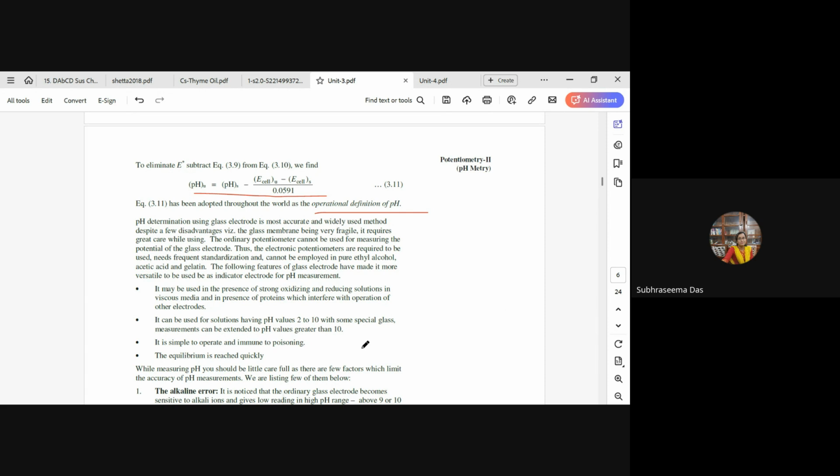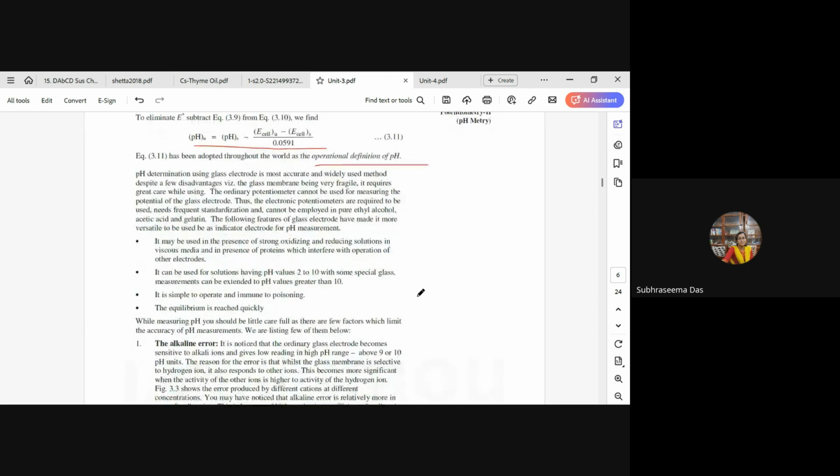That is, it may be used in the presence of strong oxidizing and reducing solutions and in viscous media. It can be used for solutions having pH 2 to 10, and with some special glass the measurements beyond pH 10 can also be extended. It should be simple to operate and immune to poisoning, and the equilibrium must be reached very quickly.